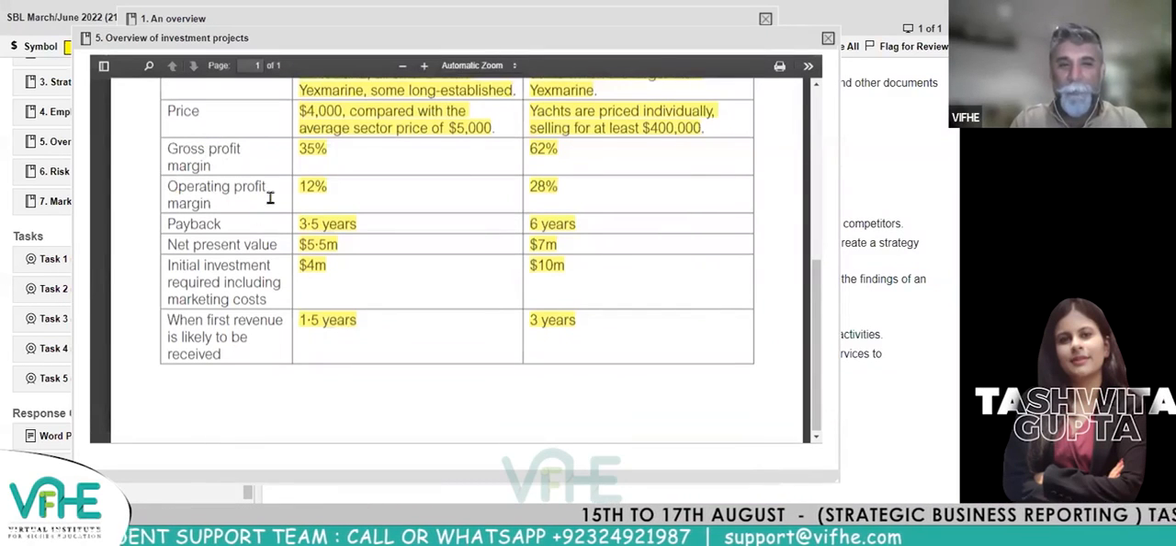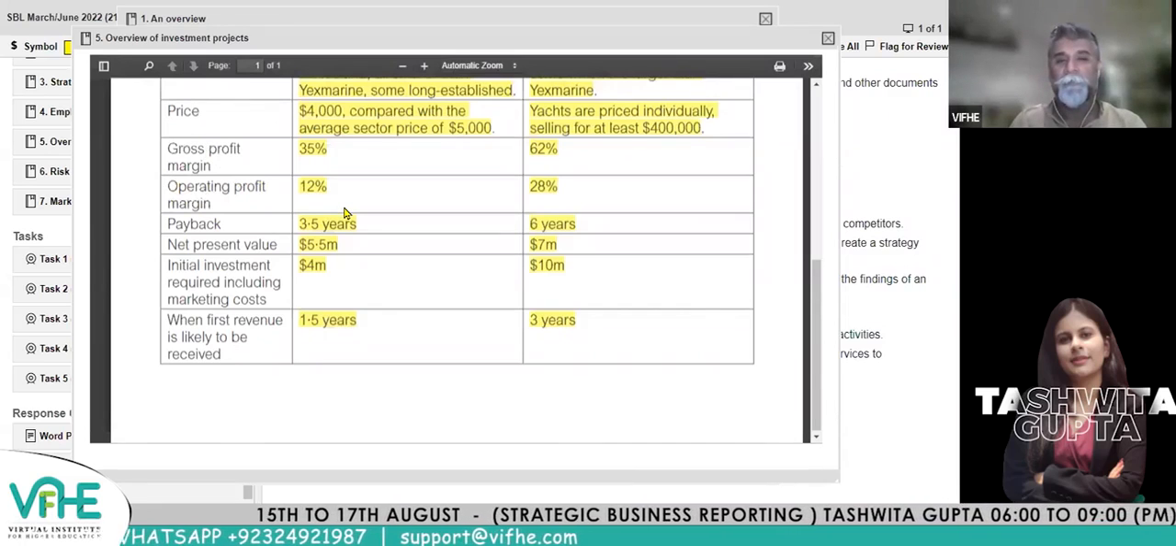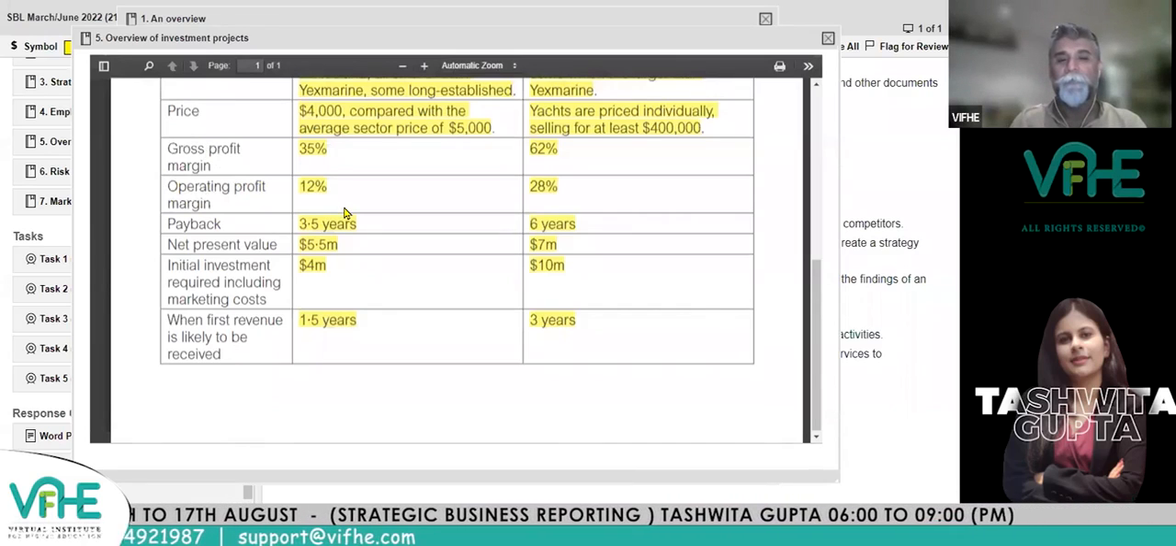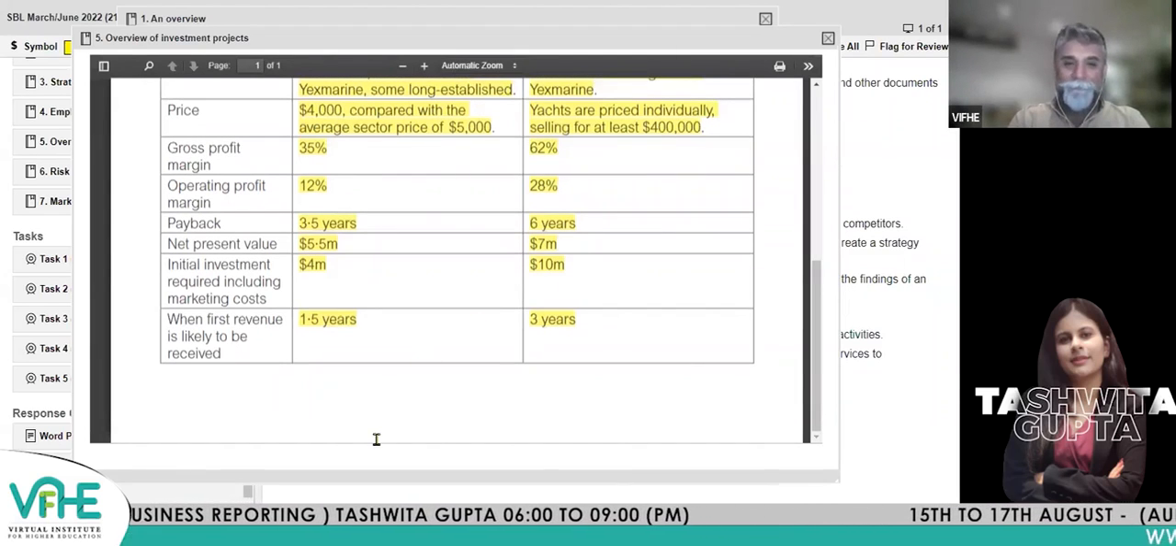In fact, I'm thinking of combining these two, gross profit and operating profit, as 1 point to save time. Okay, sir. Yeah, got it, sir. Thank you very much.